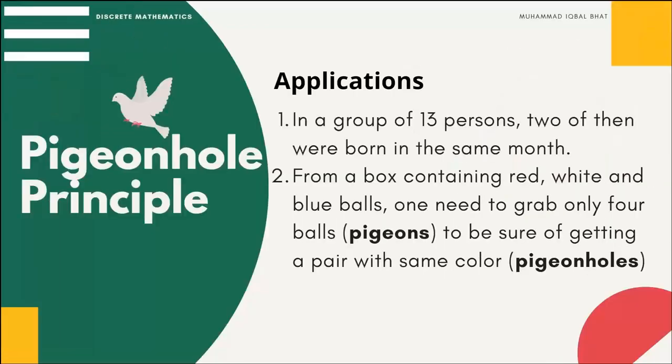Another example: in a party there are three men and five women, and we want to arrange these men and women in a row. Then at least two women will be next to each other. So how is this possible? Let us see it on a whiteboard.